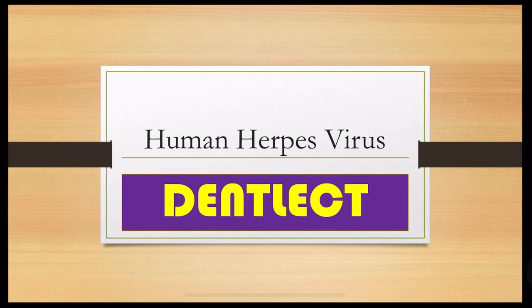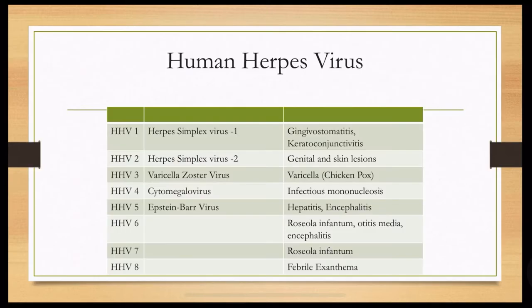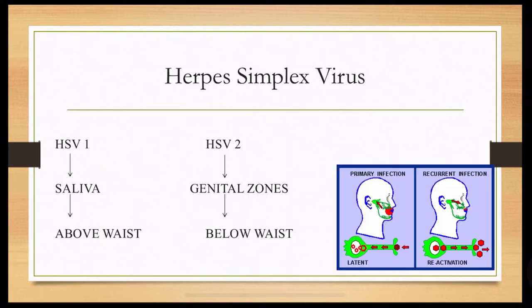Hello friends, today's topic for discussion will be human herpes virus. There are a total of 8 major human herpes viruses, of which I will be discussing the most important ones in this session. So the first is human herpes virus 1 and 2, which is nothing but the herpes simplex virus 1 and 2, which are structurally similar but different antigenically.